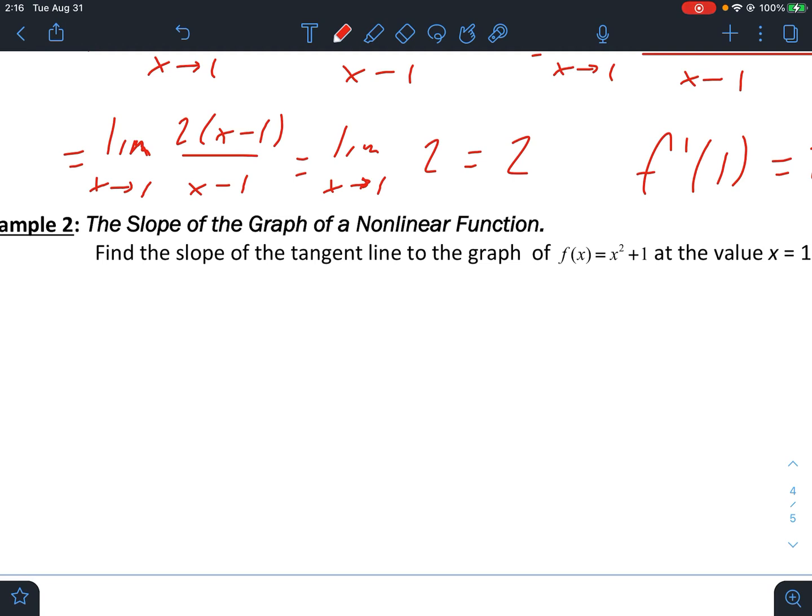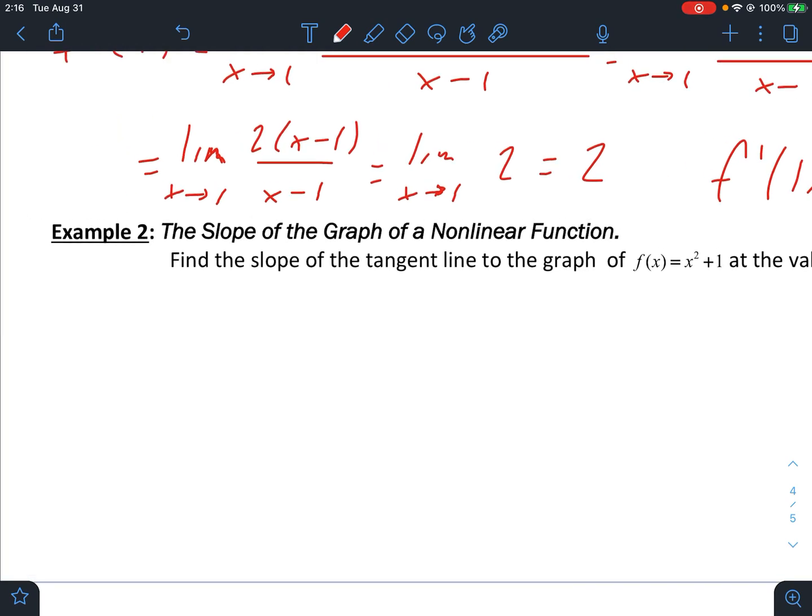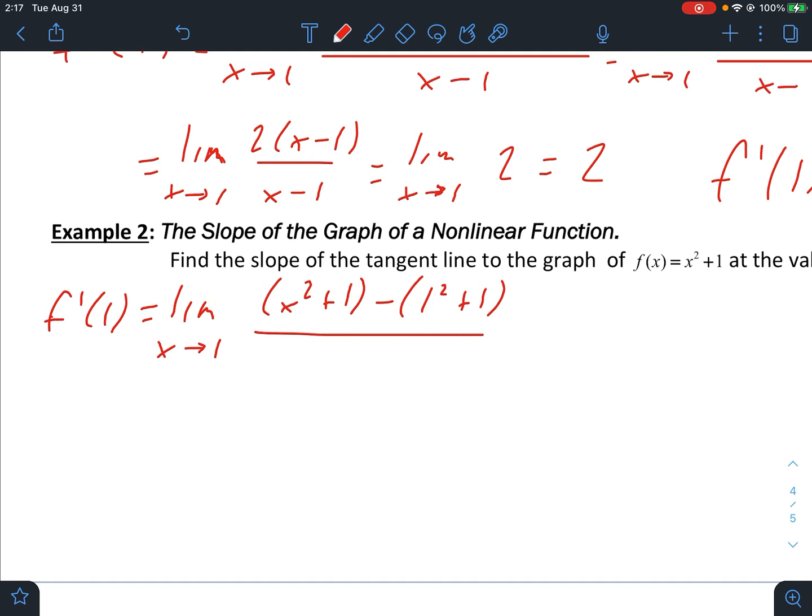All right, so if we want to write f prime of 1 equals limit as x approaches 1. By the way, it's not always 1. I just happen to pick 1 for both of these examples, but it could be anything. Of f of x minus f of 1 over x minus 1.